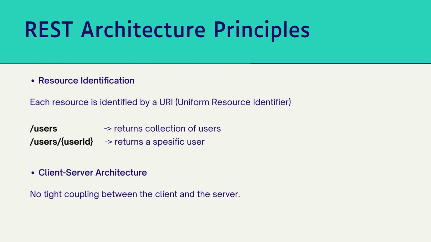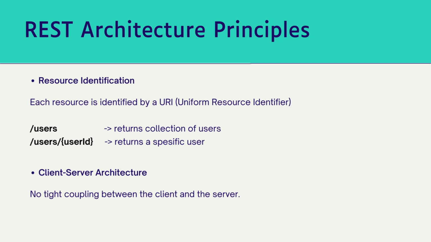REST architecture is built on several fundamental principles. In REST, the primary data representation is called a resource. Any information that can be named can be a resource, a document, or an image. Each resource is identified by a URI. For example, /users returns a collection of users, and /users with a user ID returns a specific user. Having a consistent REST resource naming strategy will provide one of the best design decisions in the long term.